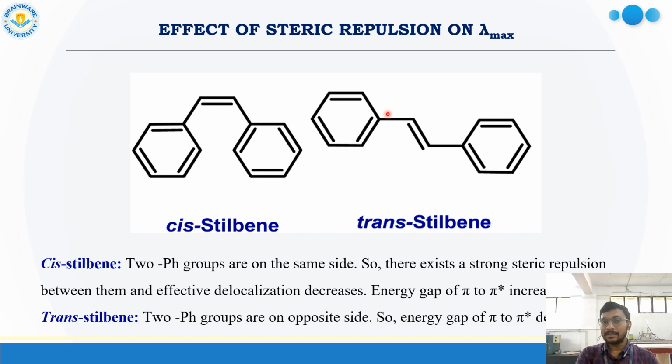However, in trans stilbene, because they are in the opposite direction and far away from each other, there is no steric repulsion. So the resonance can occur, extended conjugation can easily occur in here. So that is why the lambda max of this one will be higher compared to the lambda max of this one. That is, the absorption maxima in cis stilbene will be lower compared to the absorption maxima in trans stilbene. Okay.